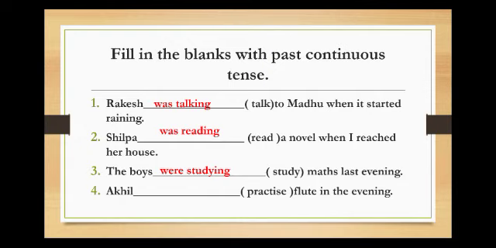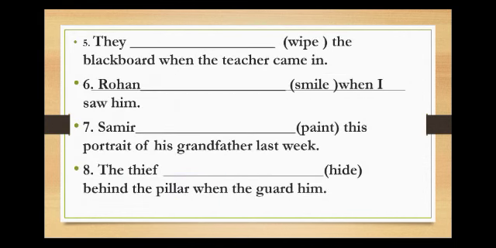Okay, look at the fourth sentence. Akhil dash flute in the evening. Akhil was practicing flute in the evening. Okay, now let's see. Can you answer our fifth blank? They dash the blackboard when the teacher came in. So when the teacher came in, what were they doing? They were wiping the blackboard.